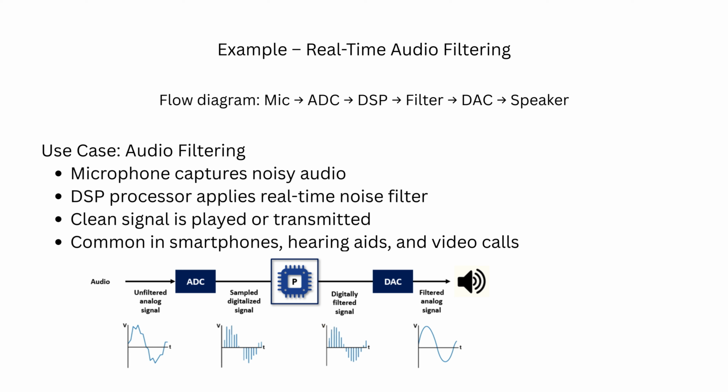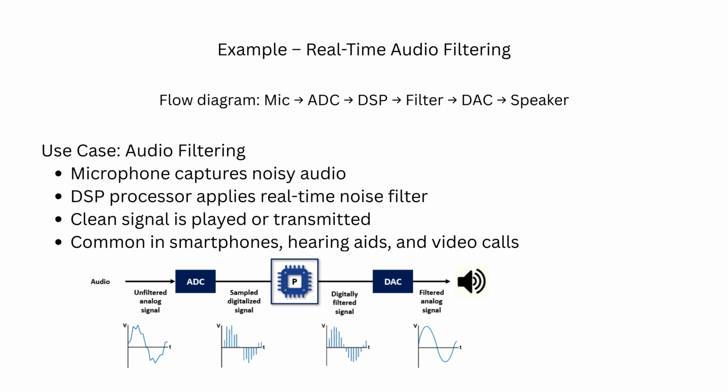Now, what do you think would happen if we tried to do the same task on a basic 8-bit microcontroller? Delay, dropped signals. Correct. It may not be able to process the signal in real time, resulting in poor audio quality or delays. To summarize today's lecture, digital signal processing involves mathematical manipulation of real-world signals.